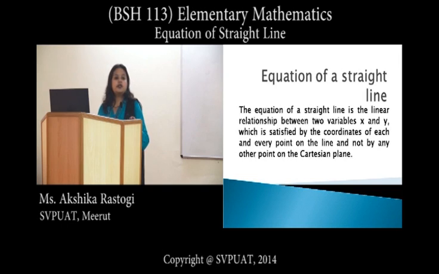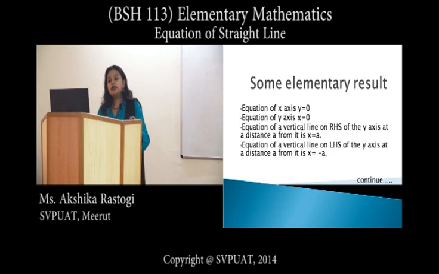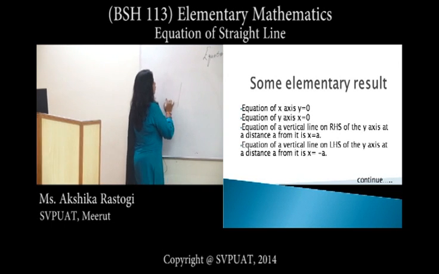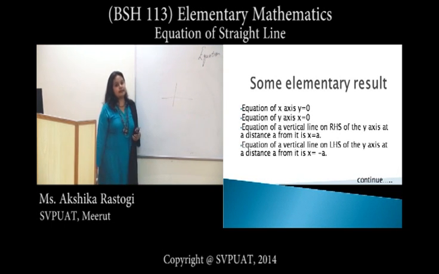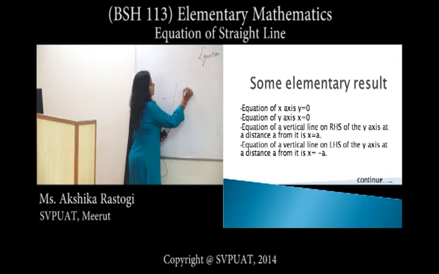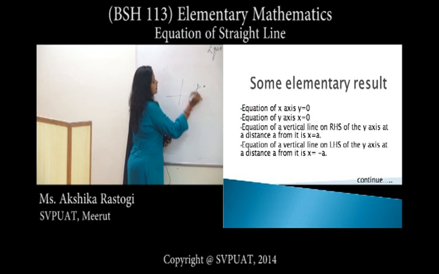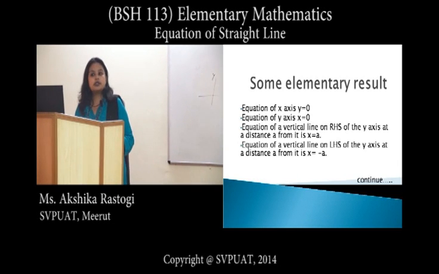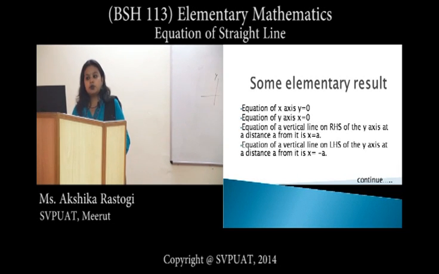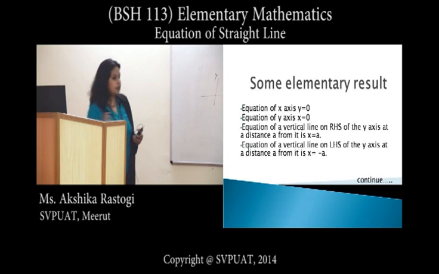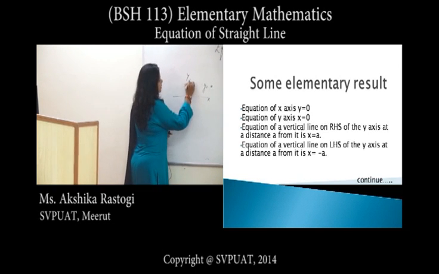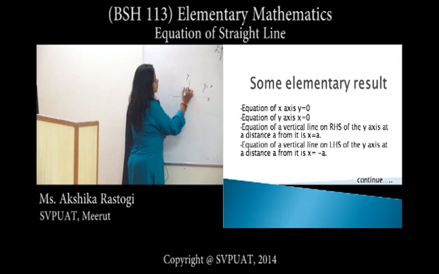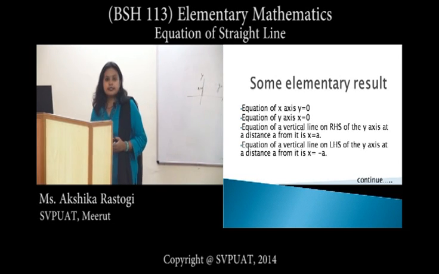Now we have some elementary results regarding the equation of a line. Equation of x-axis. If we want to find the equation of x-axis, that means y equals 0. This is the x-axis and this is the y-axis. So the equation of x-axis will be, there is no value regarding y, so y will be 0. Second, equation of y-axis. If you want to find the equation of y-axis, here what is certain is that x equals 0. It is certain.